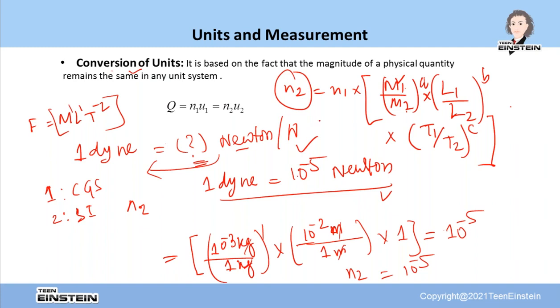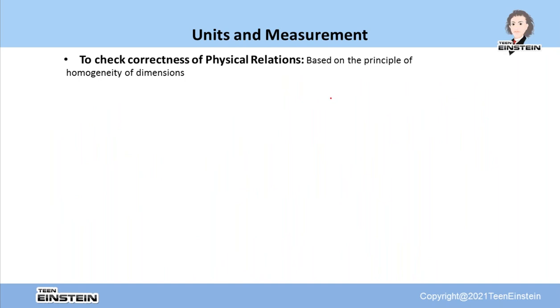So I hope you have understood how to apply this dimension analysis to convert a quantity from one unit system to another. I'll just go to the second application, how to check the correctness of the physical equation. Okay, so there is a principle called homogeneity in dimension. What does that mean? To check the correctness of any physical equation.